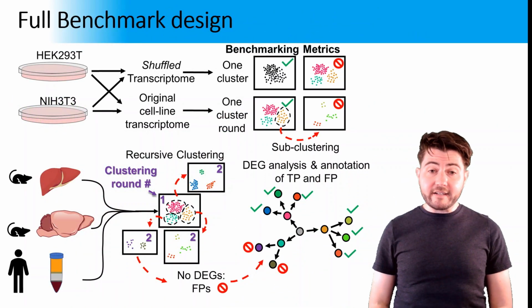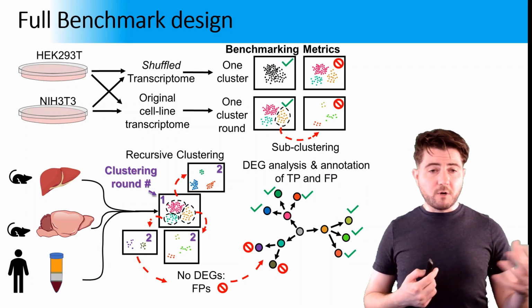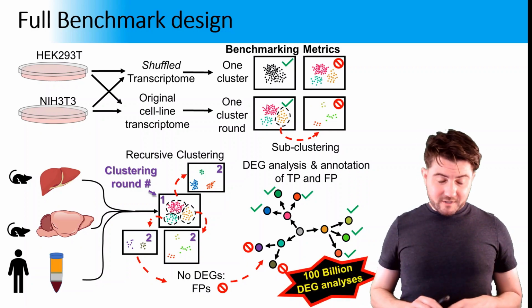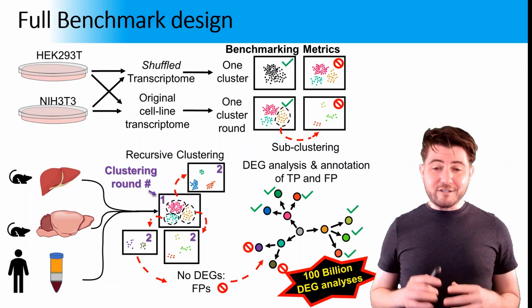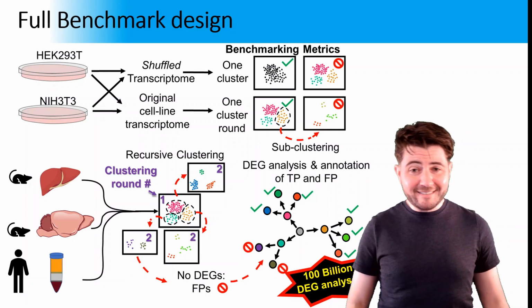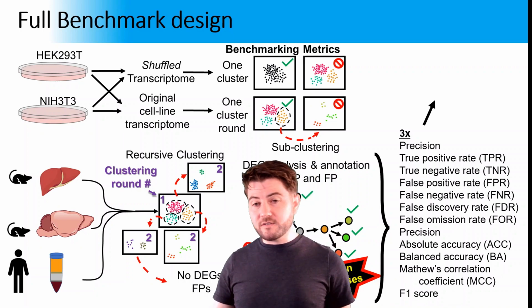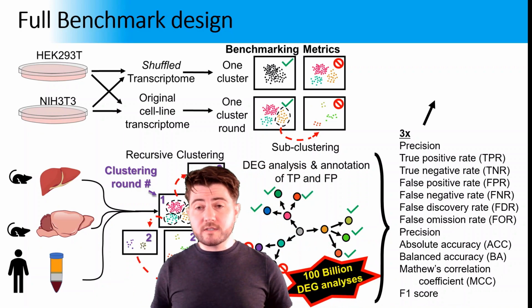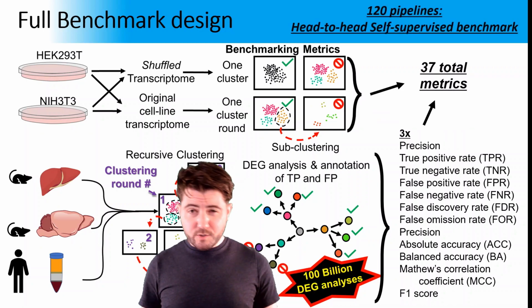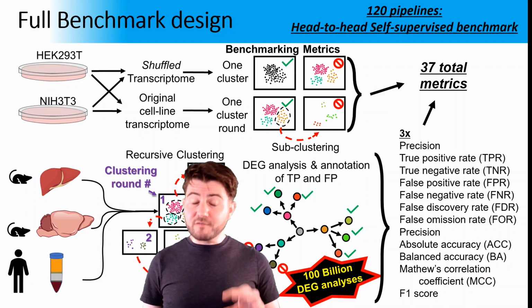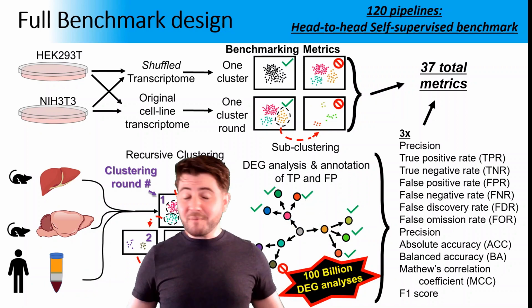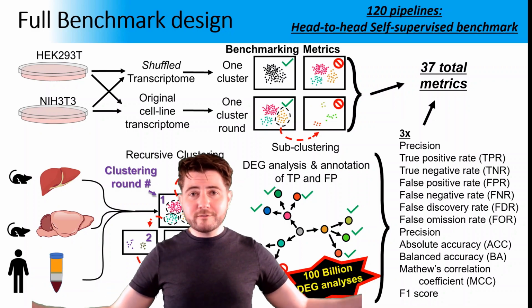So this is the overall schematic of our benchmark, where we have the cell lines as well as the three complex real-world data sets. And ultimately, all of those differential expression tests added up to 100 billion differentially expressed gene analyses, or if we want to get grandiose with it, 0.1 trillion. And that is what led into all of these standard machine learning metrics from both sides, totaling 37 total metrics. We benchmarked 120 pipelines head-to-head in this self-supervised benchmark where it's impossible for me to determine what the right answer is. It's an impossible to cheat benchmark, so we just let it go.